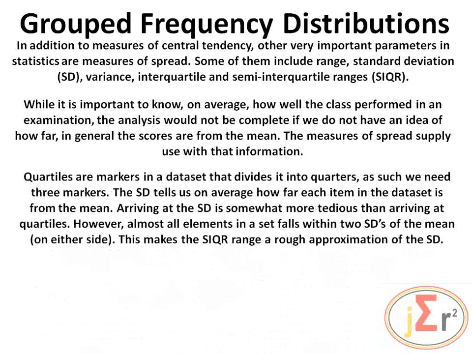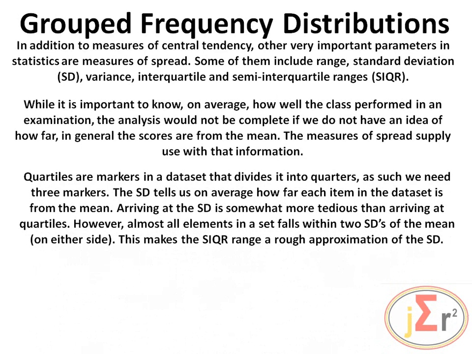Quartiles are markers in a data set that divides it into quarters. As such, we need 3 markers. So one is going to be in the middle that divides it into 2, and then we have 2 more dividing the halves into 2 other parts.